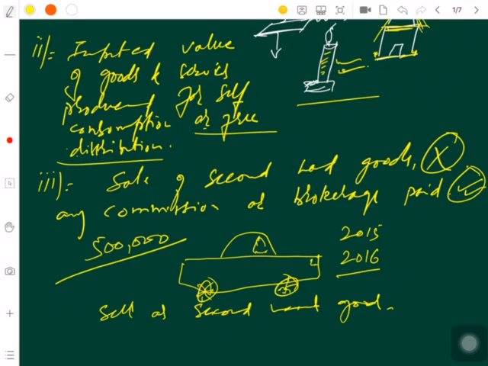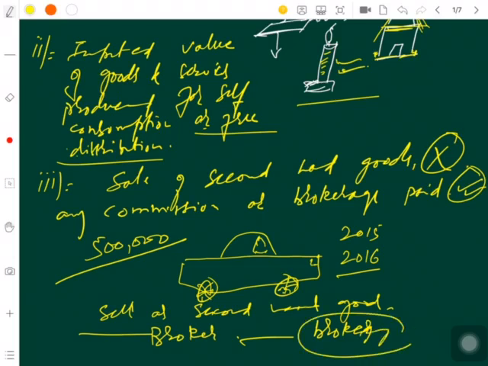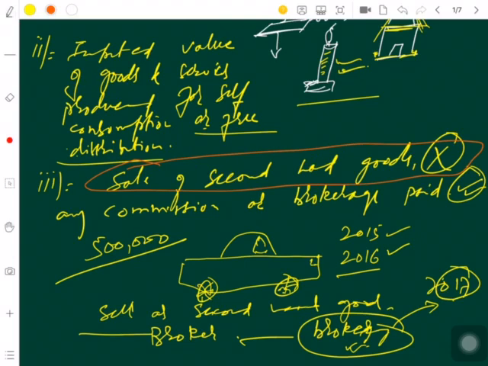But I sold it through a broker, and this broker will ask for some commission or brokerage. That brokerage is something new. It is the income generated in the year 2017, because I am selling it in 2017. So this brokerage is to be included in the national income of 2017, while the sale amount of the second-hand good is not to be included in the national income.